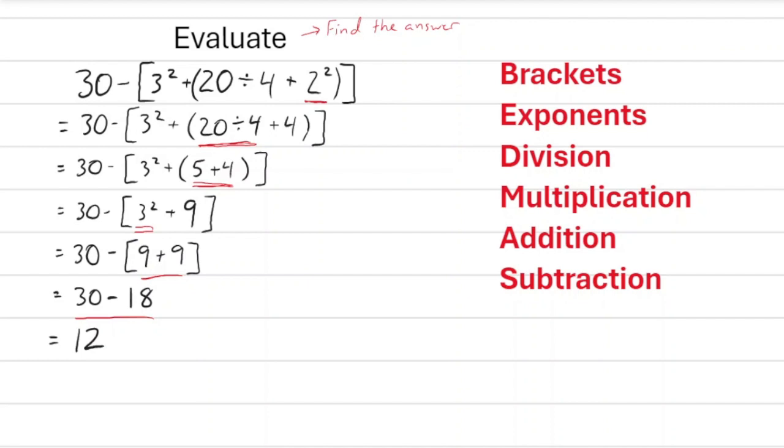All right. So again, following the steps, always make sure that you do inner brackets first, do any work involved, and then move to the outer brackets and go from there.